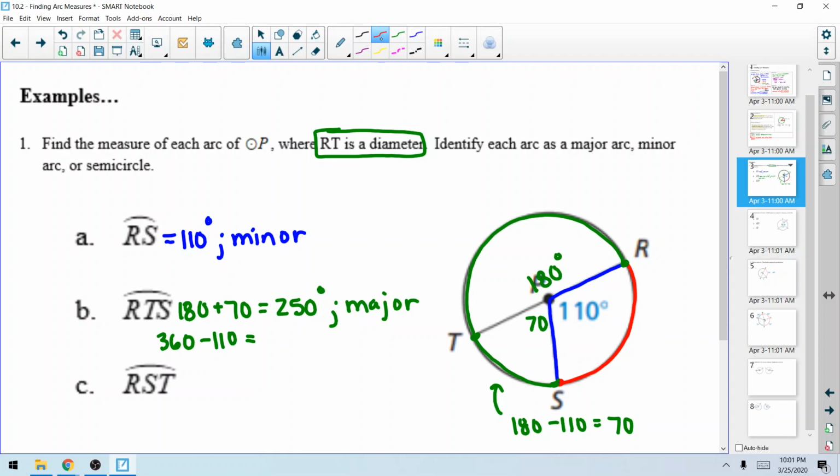RST. R S T. Half the circle, 180 degrees. Which means that's a semicircle.